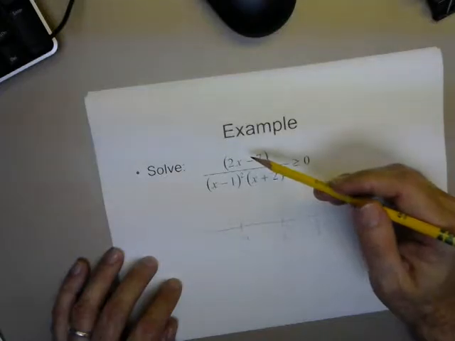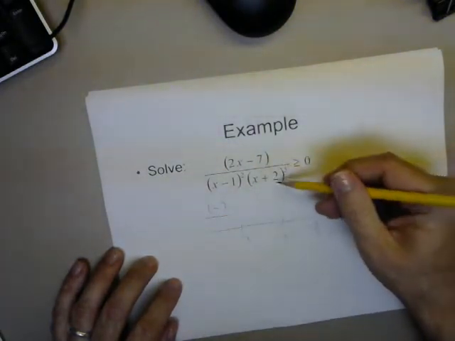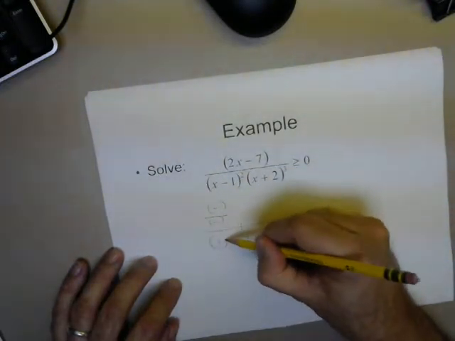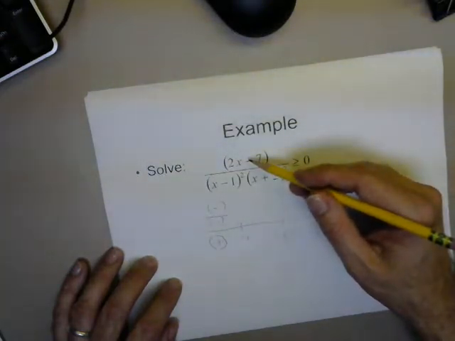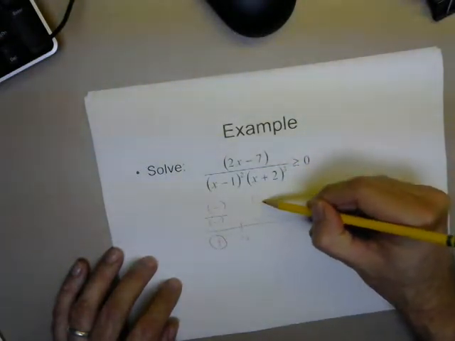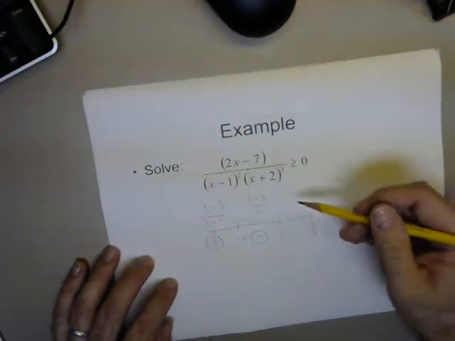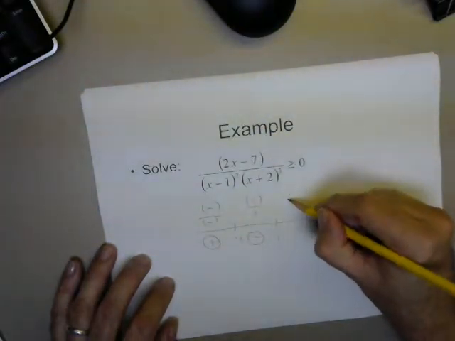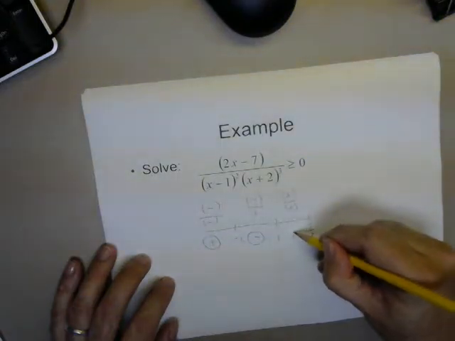So pick, say, x equals negative 3. This will be negative here, and the bottom here will be negative, so the height of the function is positive there. Pick some number between negative 1 and 1, like say x equals 0. You'll get a negative on top and positive on the bottom, so the height of the function will be negative here. Pick some number between 1 and 7/2, like say 2. The top will be positive and the bottom will be positive, so that'll be positive there.